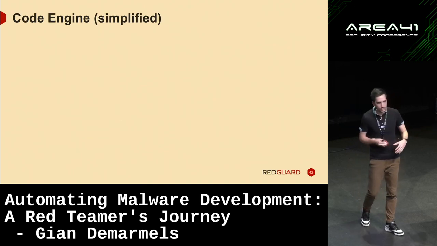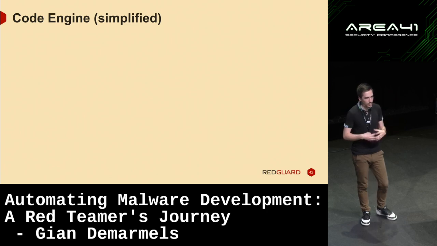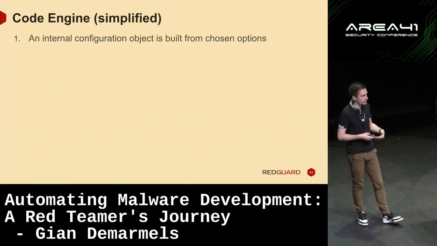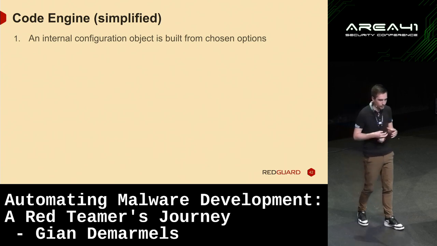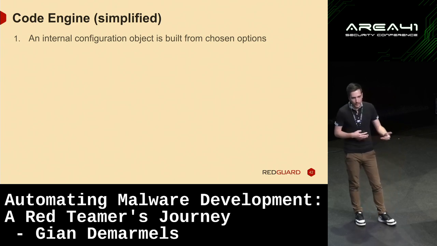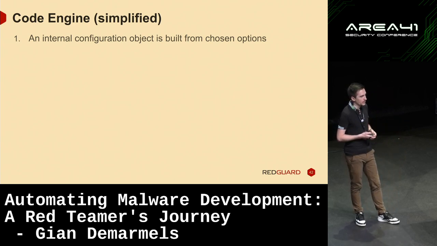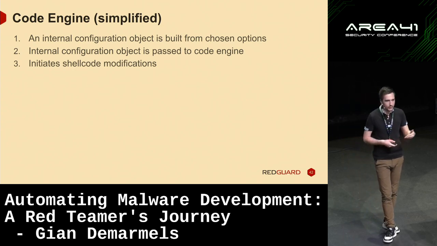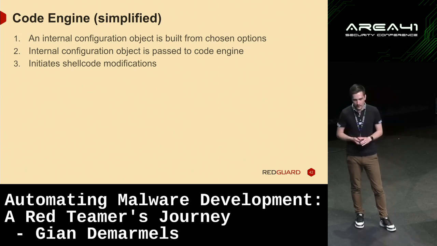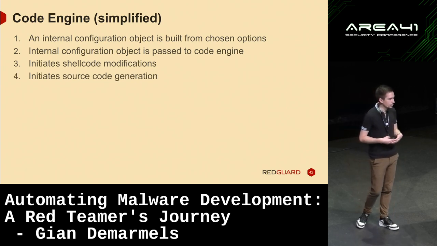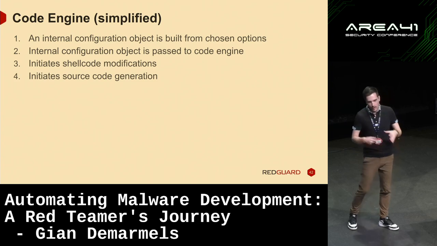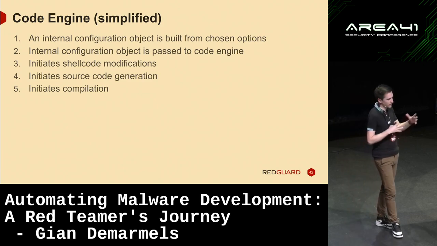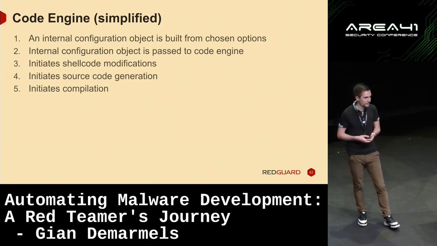Now we want to look at the framework itself and understand how it works internally. The code engine generally has the following five steps. It creates an internal configuration object from the command line arguments which you pass to it. It then passes this object to the code engine, which initiates the shellcode manipulation and then starts the source code generation, and in the last step then initiates the compilation of the source code.